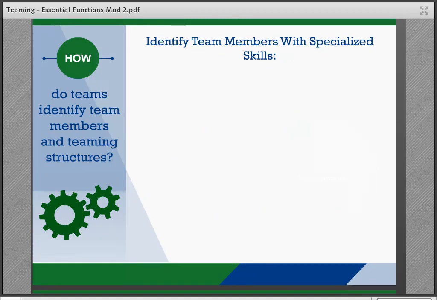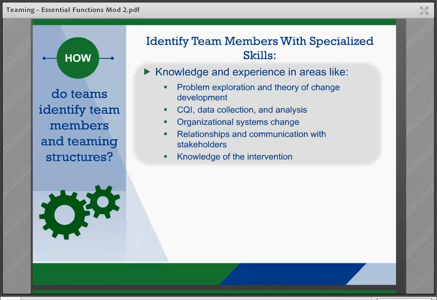Ideally, teams may need members with specialized experience for the best chance at success. For example, problem exploration and theory of change development specialists, CQI, data collection and analysis, organizational systems change, those with relationships and communication with stakeholders, as well as knowledge of the intervention. Specialized skills and decision-making authority within the organization or system will ensure continued alignment of the organization to sustain the intervention.